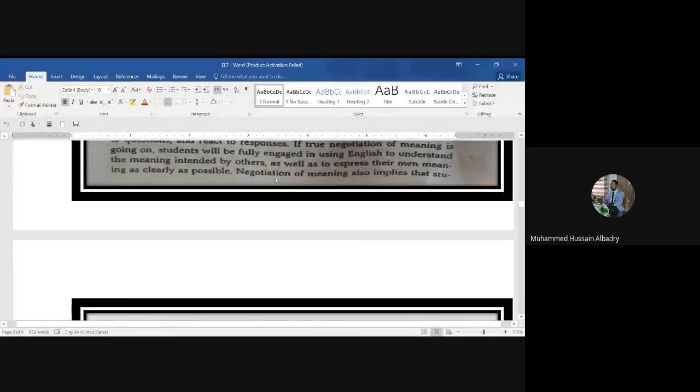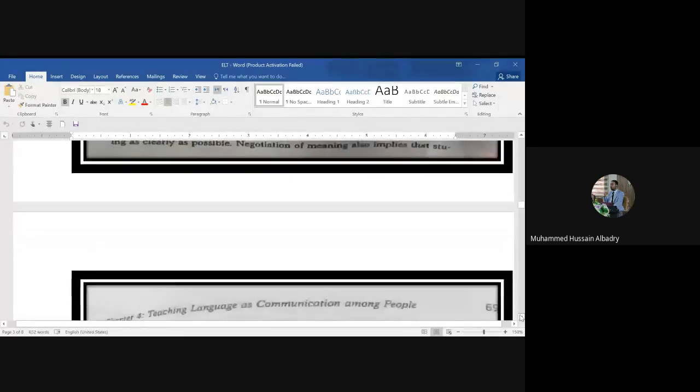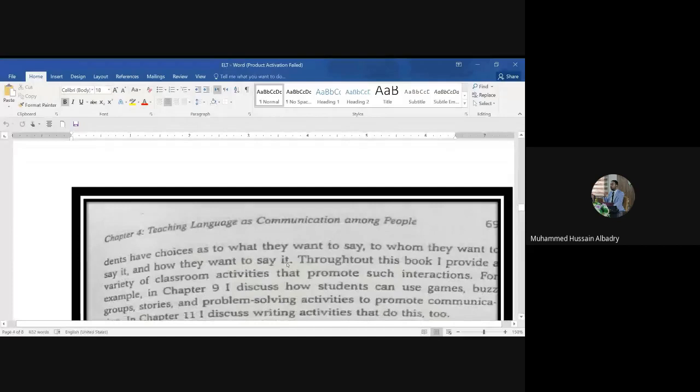Number 4, negotiation of meaning also implies that students have choices. Number 4, they have a choice as to what they want to say, to whom they want to say it, and how they want to say it. You see, they have chances regarding what the students want to say, to whom, and how, the way that they want to say it.